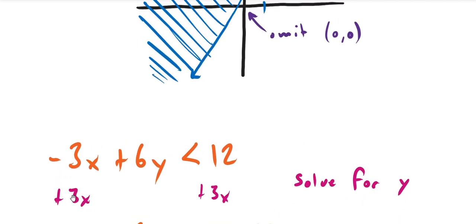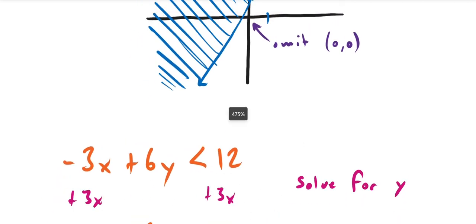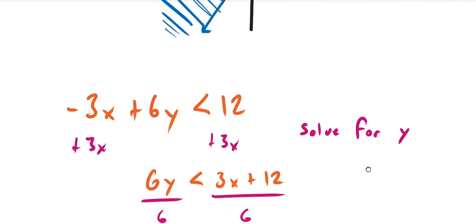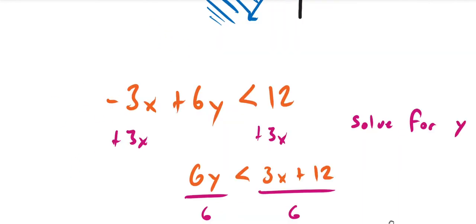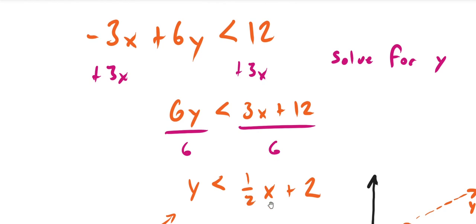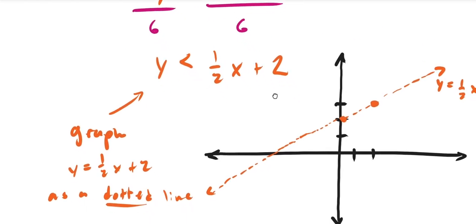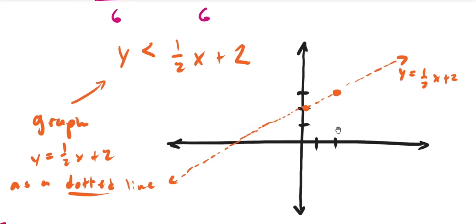I think it would be easiest to graph this if we got it in y equals mx plus b looking form. So let's add 3x to both sides, divide by 6, and we wind up with y is less than 1/2 x plus 2 when we distribute that 6 into both terms. This is strict inequality, so I would graph it as a dotted line. This is the line y equals 1/2 x plus 2, but we don't want to include that when we shade, so we indicate that with a dotted line.